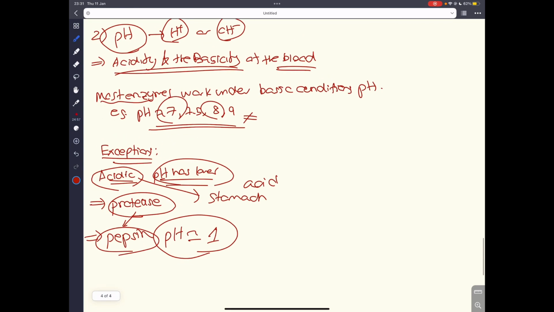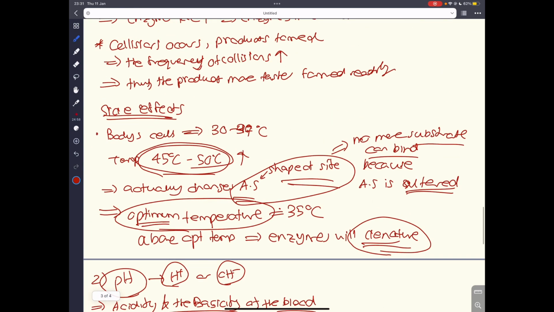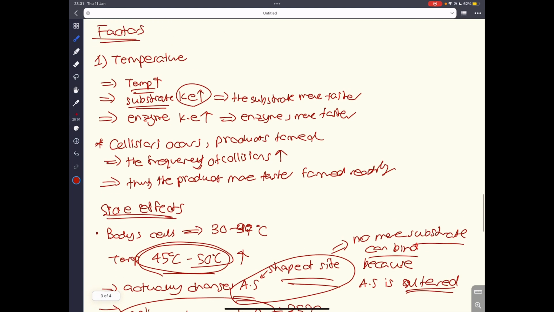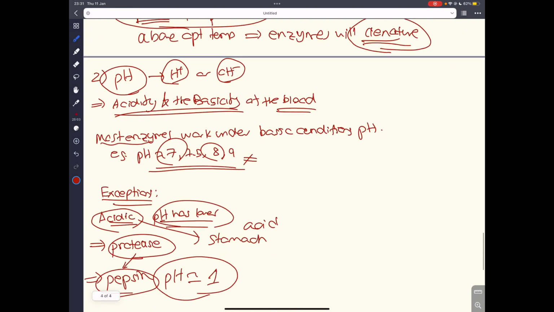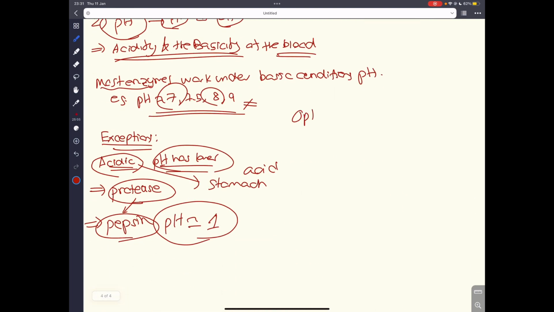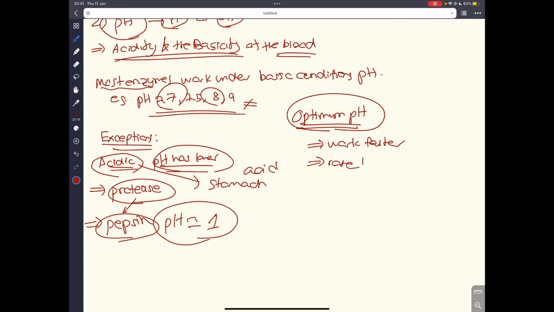So yeah, pH as well, it's the same as temperature. Basically, when you use the optimum pH, it differs from enzyme to enzyme, but if you put the enzyme in its optimum pH, then it will work faster, right? The reaction rate will be higher.